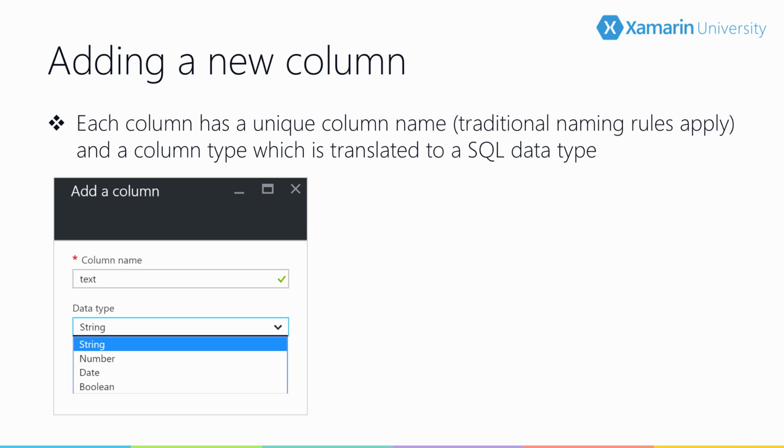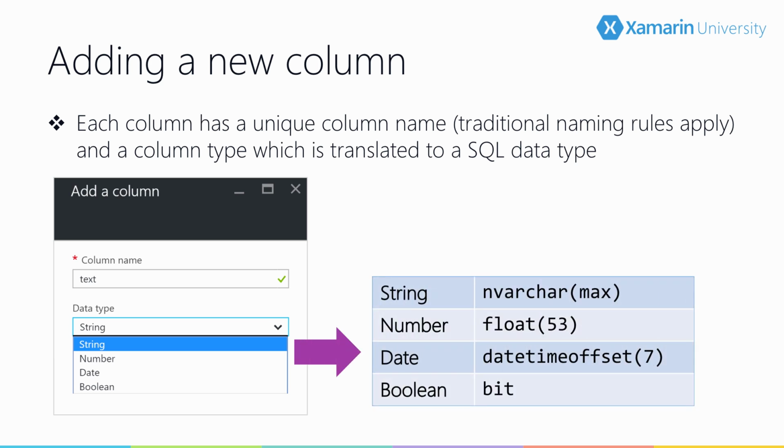You must select the column type, and there's a limited selection here: string, number, date, and Boolean, which map to the JSON data types. The column types are turned into equivalent SQL Server data types. So string is going to go to nvarchar(max), number will go to a float(53), date is going to a datetimeoffset, and Boolean goes to a bit.